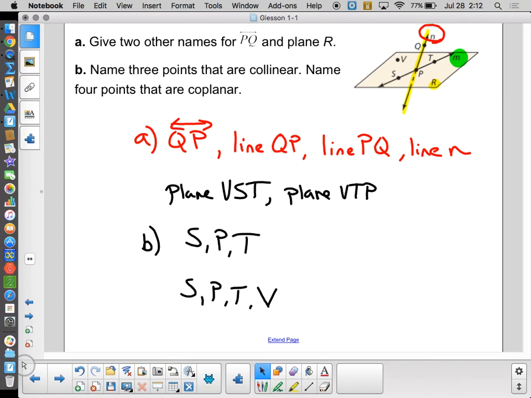Again, I cannot use M as a point because it isn't a point. M is the name of a line. I can't use N as a point either. If you said 3 points that are collinear, N, Q, and P, and you put that on a quiz, that would be incorrect because N is not a point. So you have to pay very close attention. Notice here as I was naming individual points, I didn't say point S, point P, point T. I can just name the points, but I put commas between them to indicate that I'm naming individual points and not plane SPT or plane SPTV.